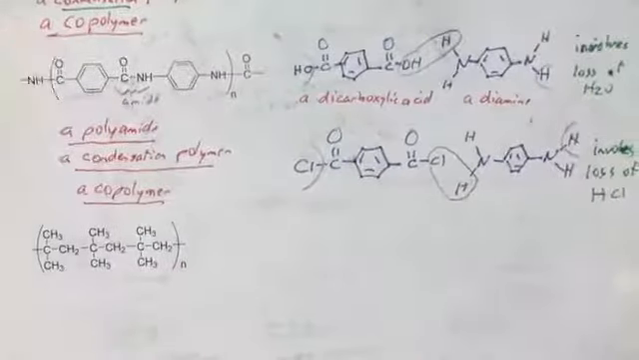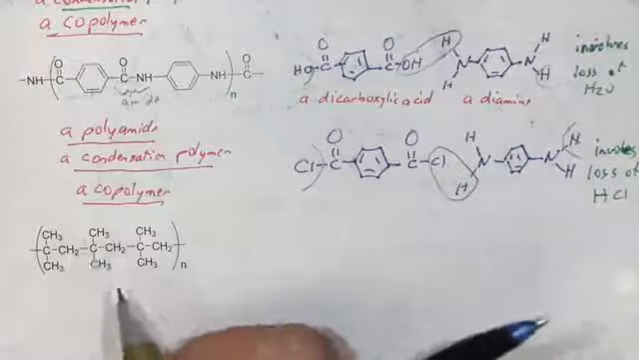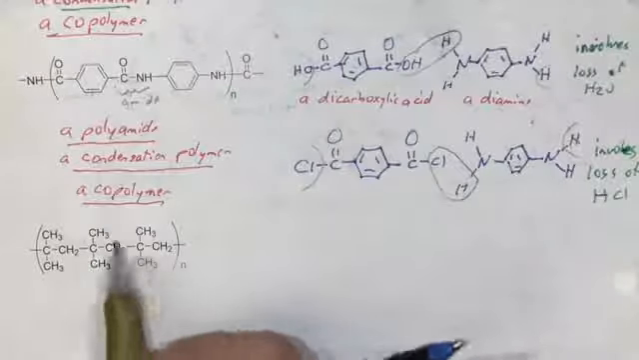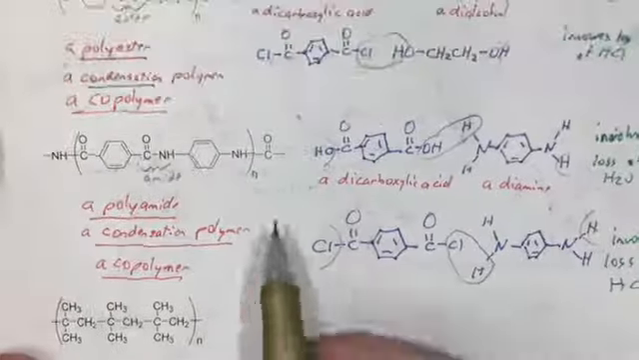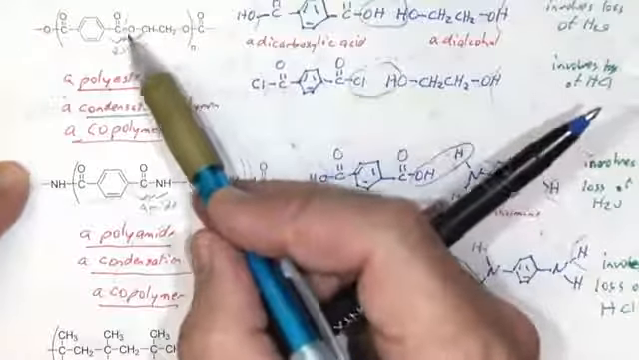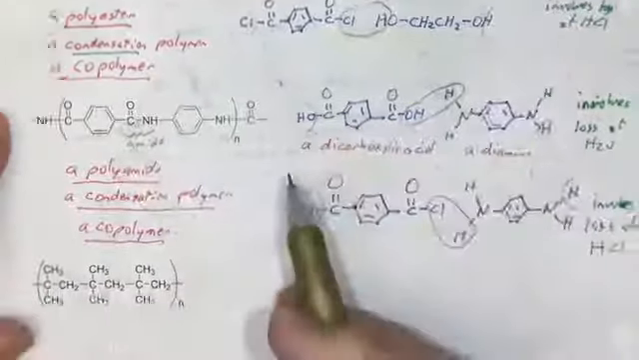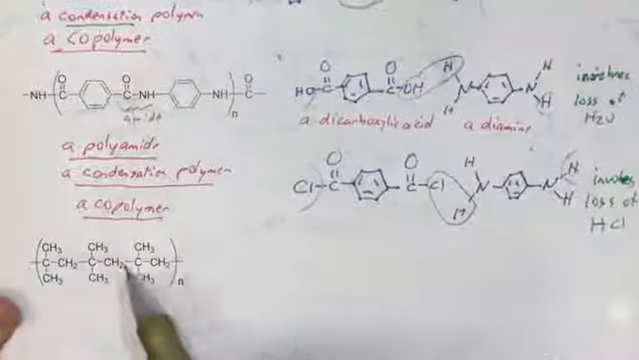Okay, and the last example on this page, we've got this as our polymer. Now, it's not a polyamide. There's no functional group. This is all hydrocarbon. It's not a polyester. There's no oxygen functional group like we had up here. Here's a polyester right up here. Here's a polyamide right here. This molecule does not have either of those functional groups.